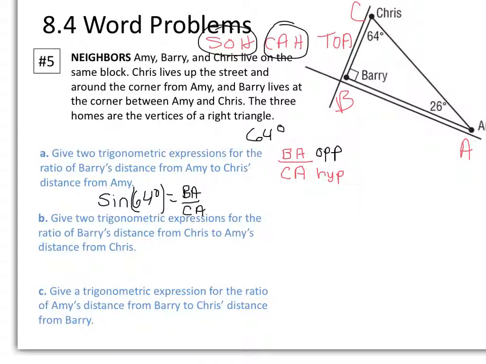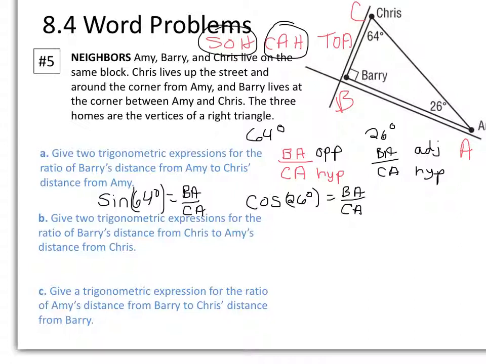Now, let's look at it from the perspective of the 26, oops, not 36, 26, from the 26 degrees. What is BA over CA? Well, we said CA, no matter what, is the hypotenuse. BA, from the perspective of the 26 degrees, is the adjacent. So hopefully you can see that we're looking at the cosine, and the cosine of 26 degrees is equal to the same ratio, BA over CA. So the 2 answers that we're looking for is sine of 64 degrees and the cosine of 26 degrees.